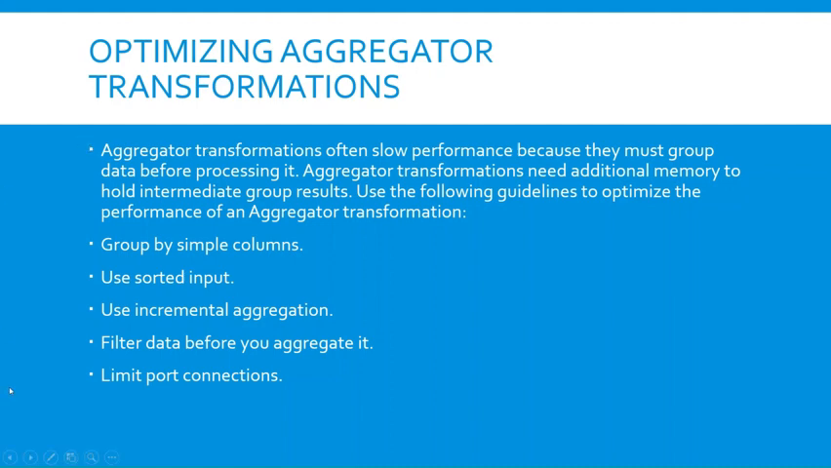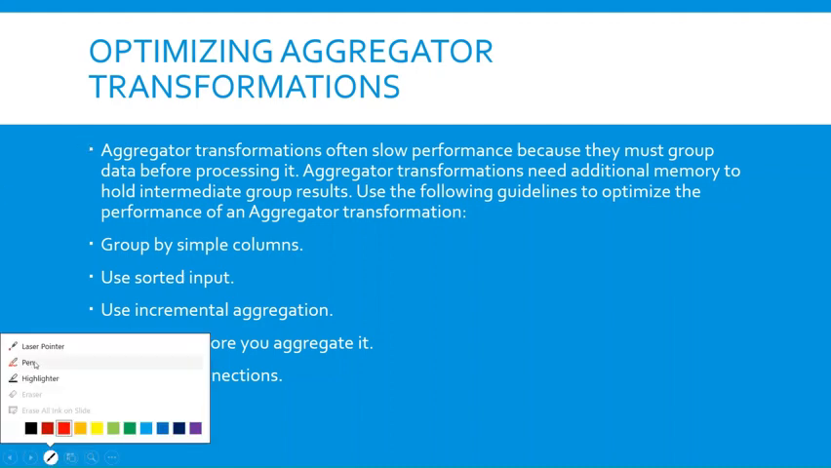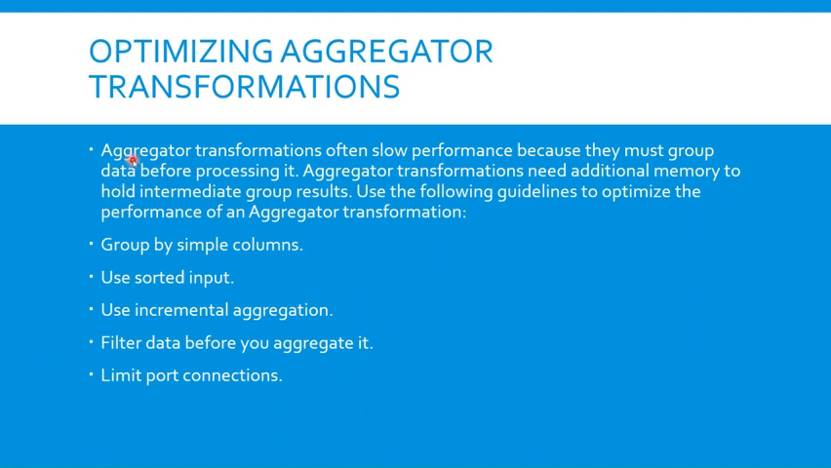Here I will try to explain point-wise what each point means. Aggregator transformation often slows performance. Why does it often slow performance? Because it must group data before processing. As I told you, like taking the employee table, the employee table has multiple things. Just take the employee example here.